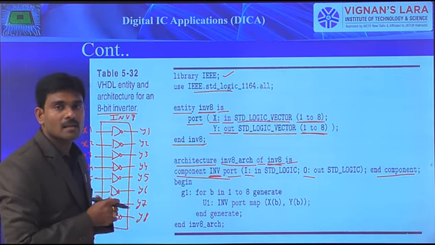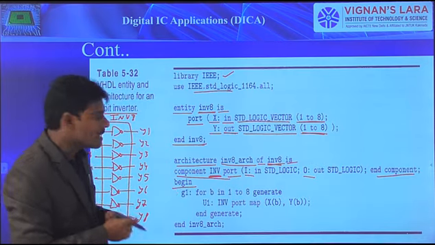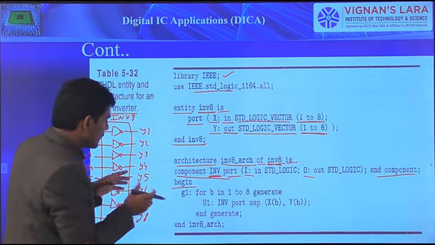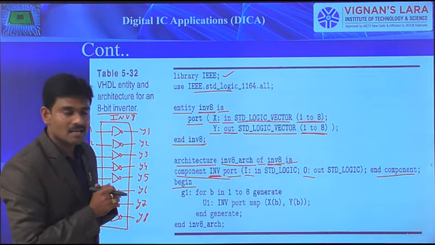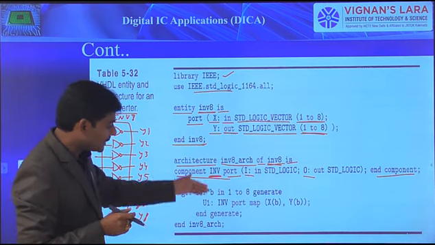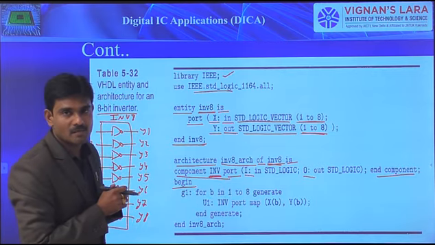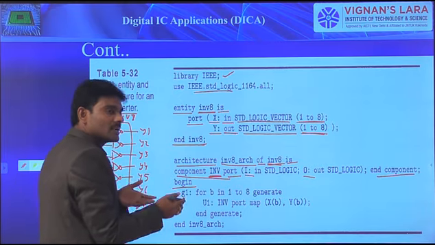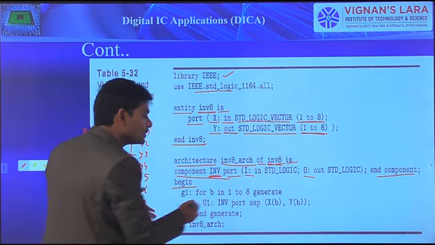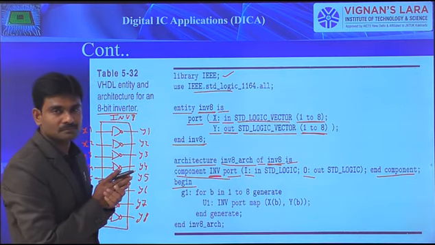We start the architecture body. The architecture body starts with the keyword begin. In general, based on previous knowledge, we would have to instantiate this component 8 times, which means 8 statements. But using the generate statement, with a for loop, we can generate multiple iterative structures. We already saw the syntax for that.